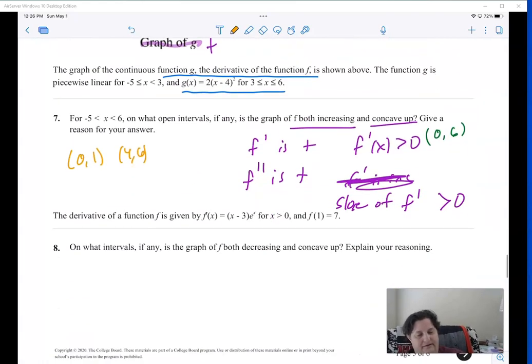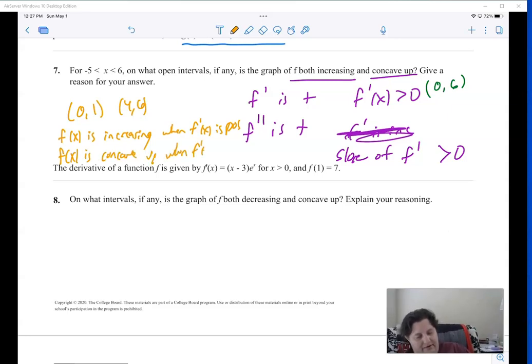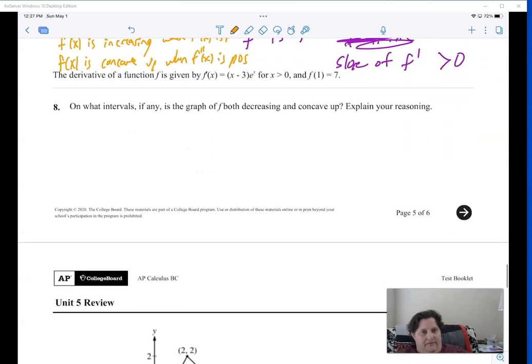Give a reason for your answer. Give a reason means justify, so let's think about this. F of x is increasing when f prime of x is positive, and f of x is concave up when f double prime of x is positive, or you could say when f prime is increasing. Two different things. Increasing concave up.